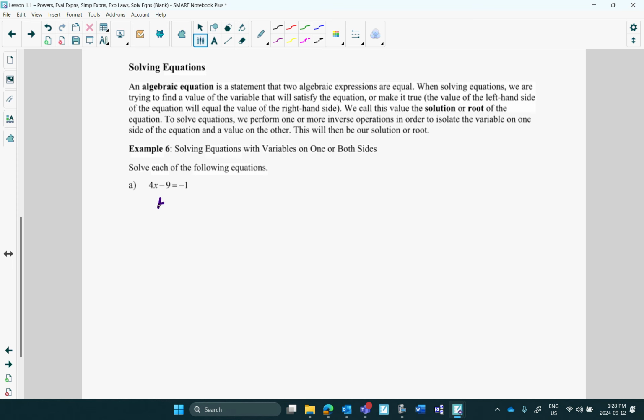So I add. What does the equation look like after I do that? 4x equals 8. And now, x is equal to 2, good. So that's a two-step equation, with variables on one side.